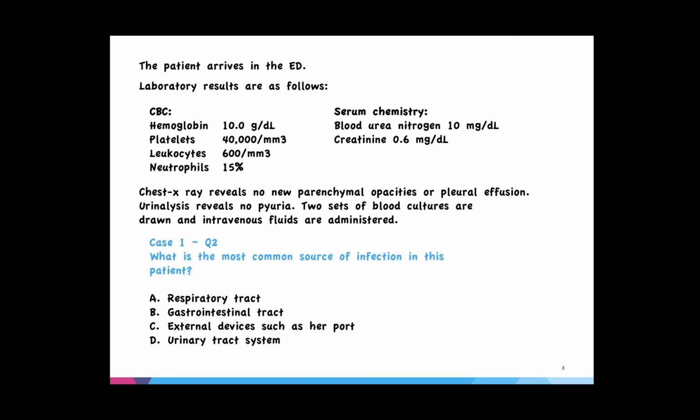Urinary system. Again, she has no UTI symptoms, and her urine is clean, even though we'll go there later, and sometimes that can be very tricky for neutropenic patients. So most likely, the best answer would be the GI tract.